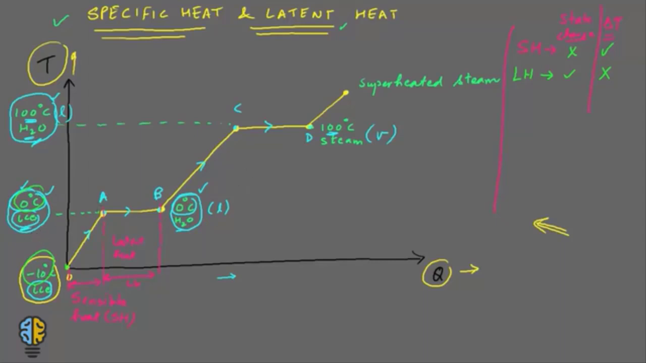Similarly from B to C also, this heat is your sensible heat because you have some temperature change, but there is no state change, and this would again be your latent heat. And then onwards from D, you will always have sensible heat because the state will never change. It will stay steam forever, and you will only have temperature change. So this is a very important concept to understand, that is for sensible heat and latent heat.